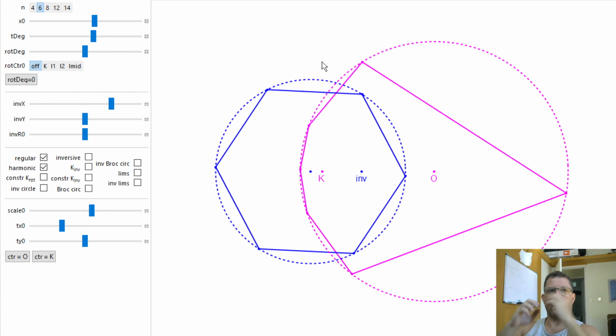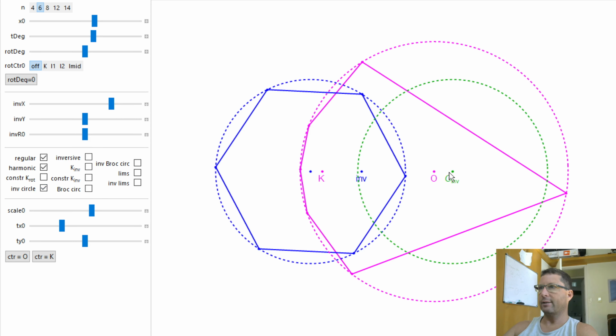Okay, so here's another video about a family of triangles, these magenta polygons, known as harmonic polygons, which are actually inversive images of a family of regular polygons. So let's draw the inversion circle here.